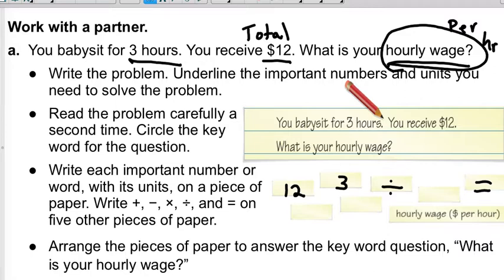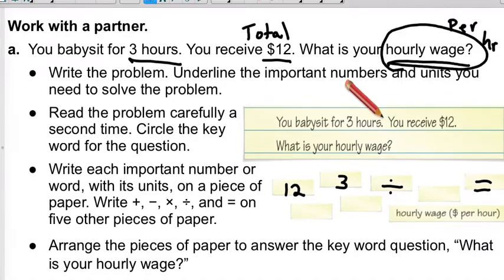These need to be torn, sir. Now, once you get that torn up and you have all those pieces, I want you to manipulate or arrange those pieces to where it makes sense so that you could solve the problem. Arrange the pieces of paper to answer the keyword question. What is your hourly wage?